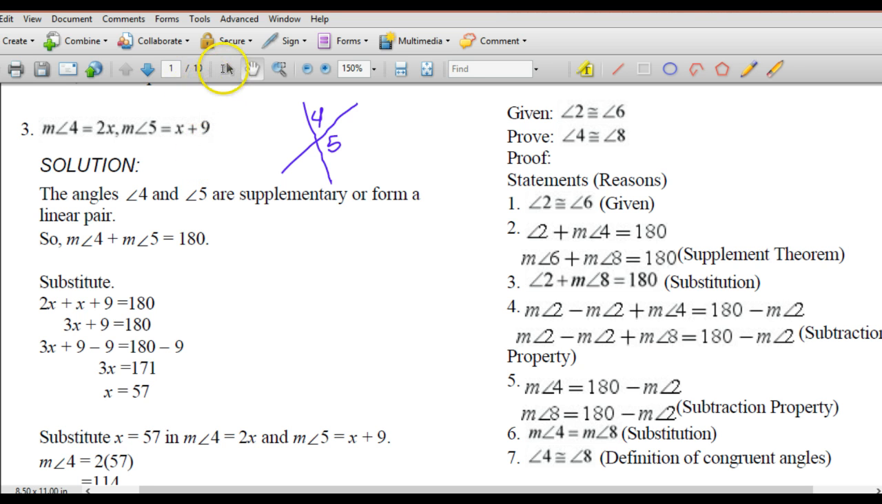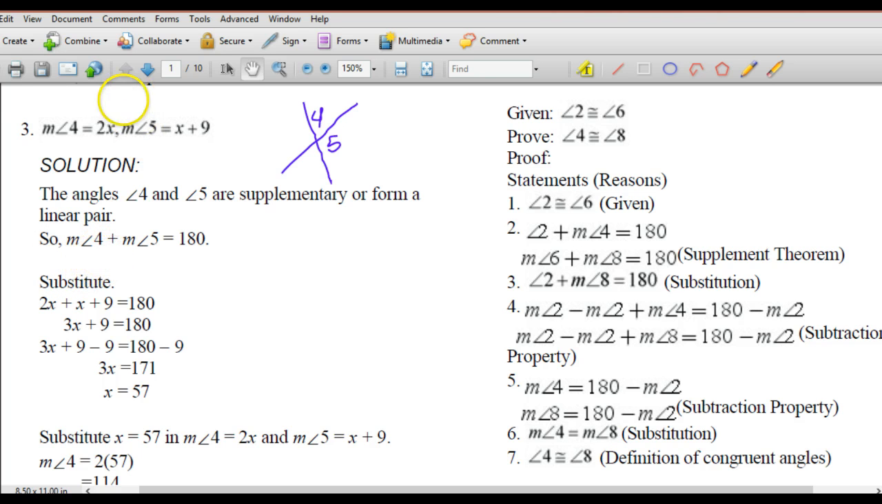We know that these are a linear pair because they're adjacent, they share this side, and their non-shared sides, the angle 4 side and the angle 5 side, together form a straight line. So we can state that angles 4 and 5 are supplementary, or form a linear pair. So 4 plus 5 is 180. Then we substitute in: 4 is 2x, 5 is x plus 9, set it all equal to 180, combine like terms, and you get 3x. Subtract 9 from both sides and you get 3x is equal to 171. Divide both sides by 3 and you get x is equal to 57.